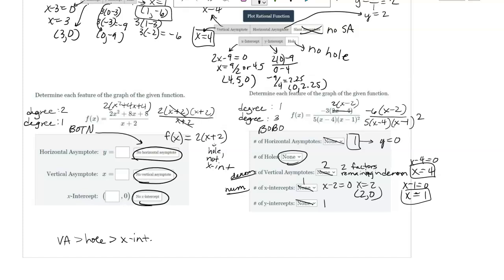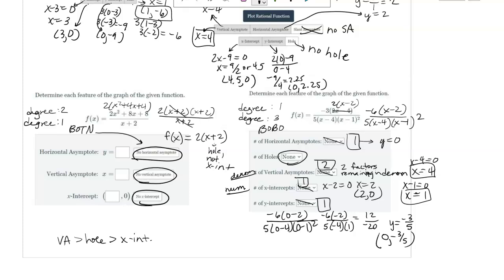But let's double check, because if I were to plug in a 0 everywhere I see an x, this would be -6 times -2 over 5 times -4 times 1. And so I do get a y-intercept of this value right here. Reduced, that would be -3/5. But the question's just asking me how many, and I would say 1. So these would be my answers: 1, none, 2, 1, and 1.